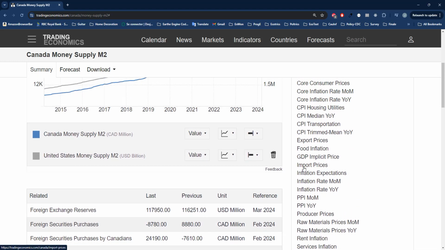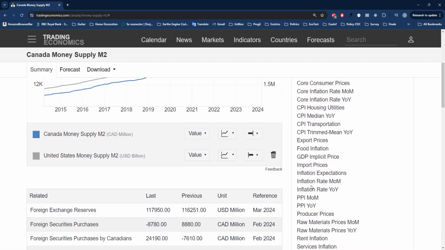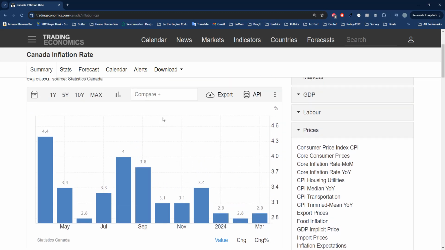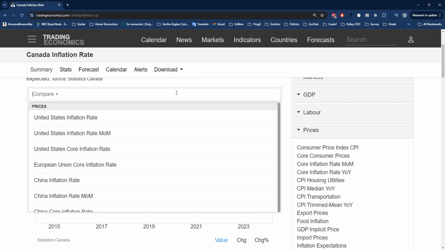Let's see. Here we have CPI, core inflation year on year. I will tell you which one to take. Inflation expectations, inflation. So we will take inflation rate year on year because this is the one that Statistics Canada is using. It's using inflation rate year on year. So I'll click on that and we can see the rate of inflation in Canada now. Let's take a look at the past 10 years and let's also take data for the United States.